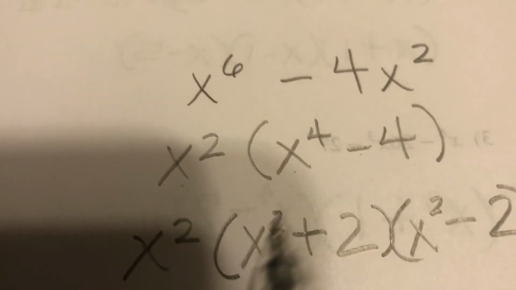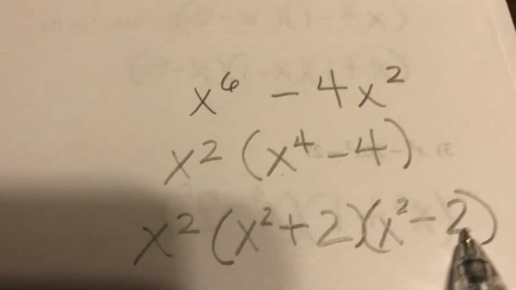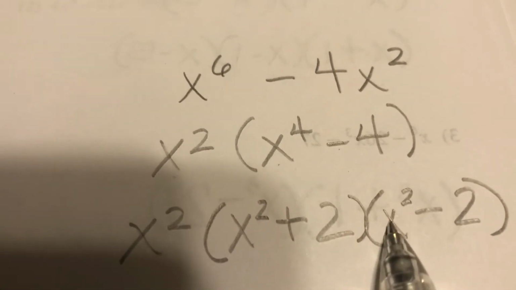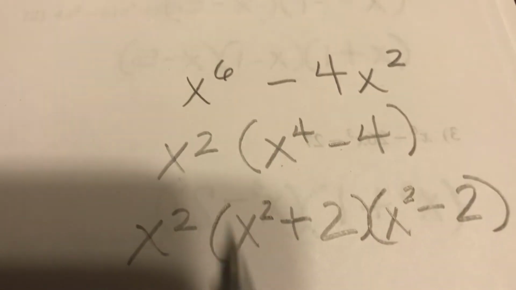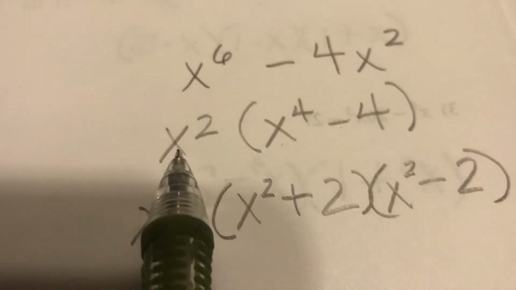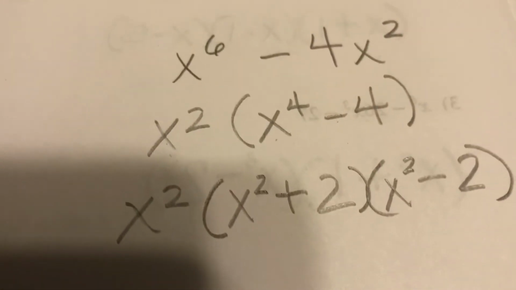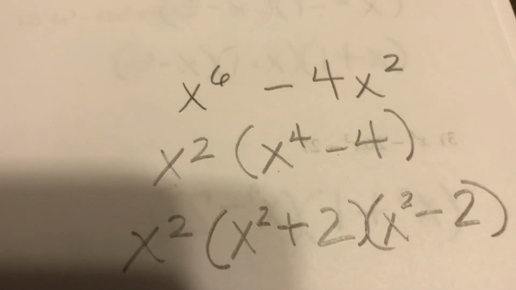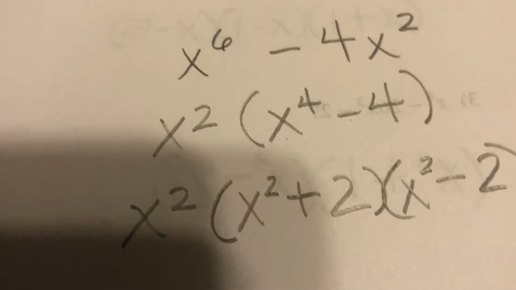And I can double check it. X squared times x squared is x to the fourth. X squared times negative 2 is negative 2x squared, plus 2x squared cancels out. 2 times negative 2 is negative 4. X squared times x to the fourth is x to the sixth. X squared times negative 4 is negative 4x squared. So that one works.